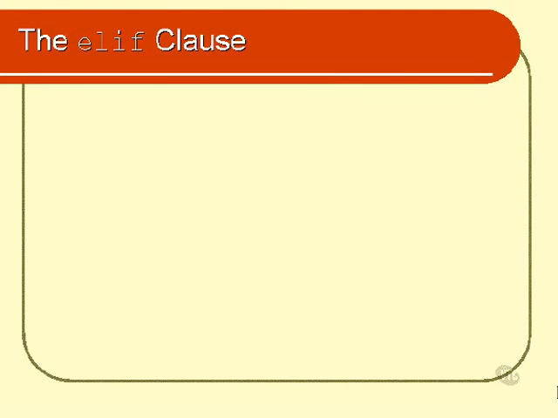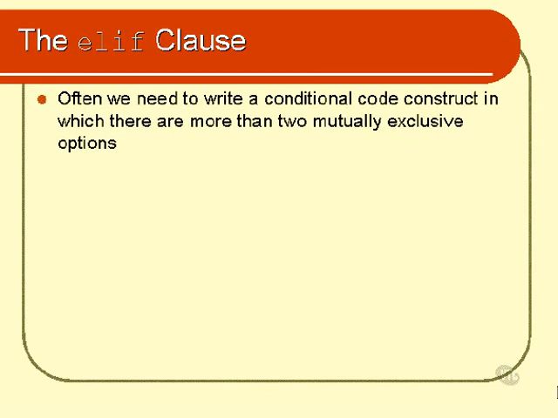There's one final addition to the if statement that we still need to look at, and that is what's known as the elif clause. Elif can be thought of as a bastardization of the words else and if. So what do we need them for? Well, sometimes we need to write a piece of conditional code in which there are more than two mutually exclusive options. So far we've only seen a maximum of 2 blocks of code that we can run depending on the value of a certain command.